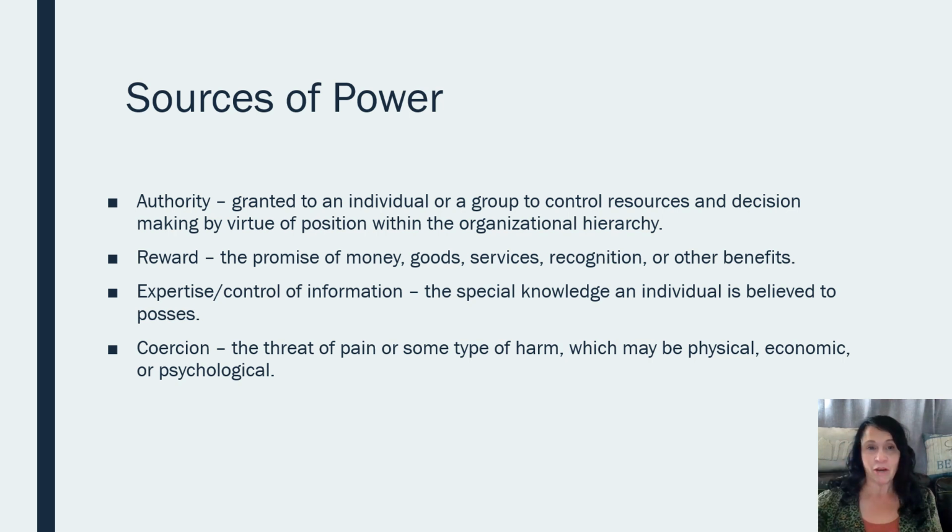Then we have our sources of power. Authority: granted to an individual or a group to control resources and decision making by virtue of position within the organizational hierarchy. I'm not up there in that hierarchy too far. Reward: the promise of money, goods, services, recognition, and other benefits. Expertise or control of information: the special knowledge an individual is believed to possess. Coercion is the threat of pain or some type of harm, which may be physical, economic, or psychological. So those are some pretty good sources of power there.